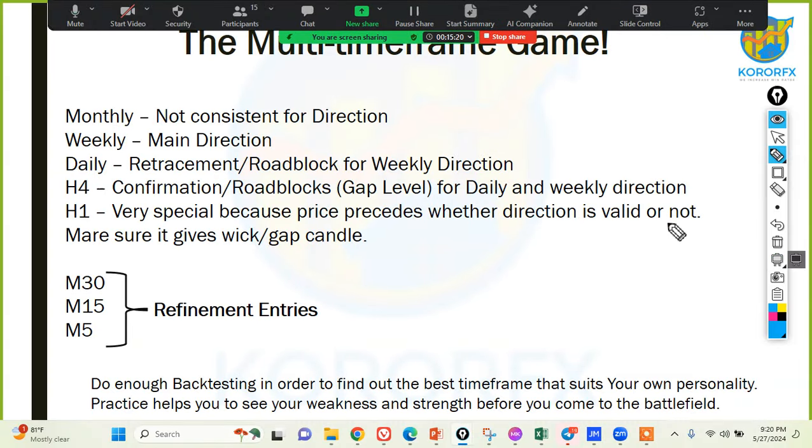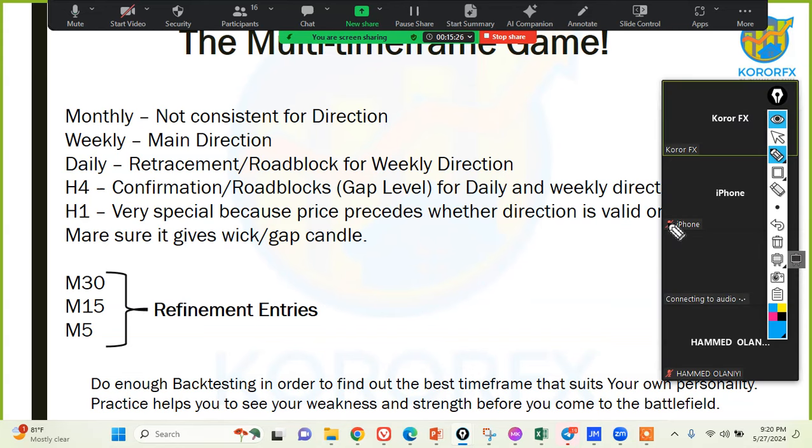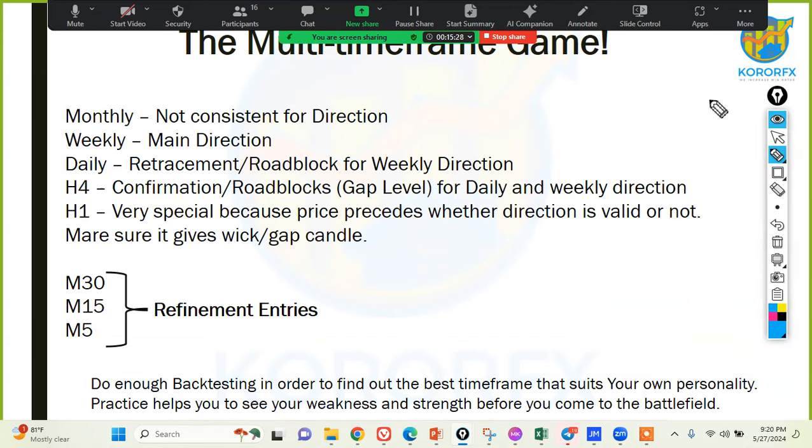So now I think it's not really about using one time frame. It's about using multi time frames in order to get a clear picture of the market.